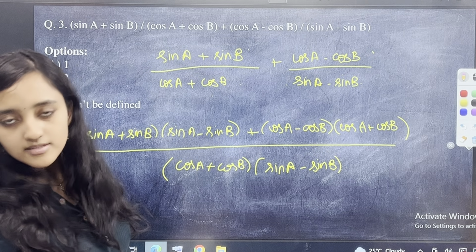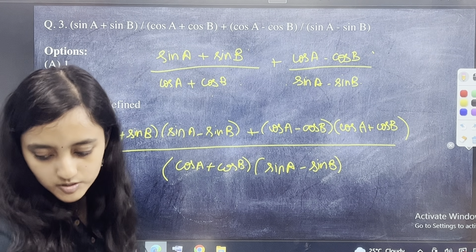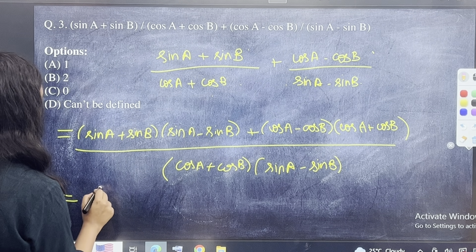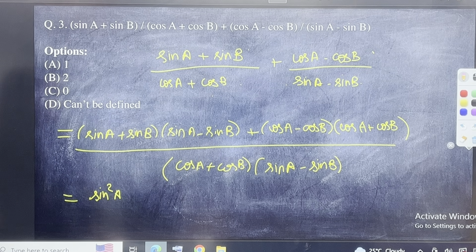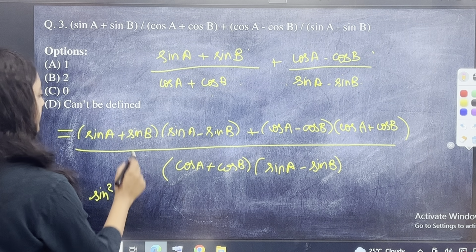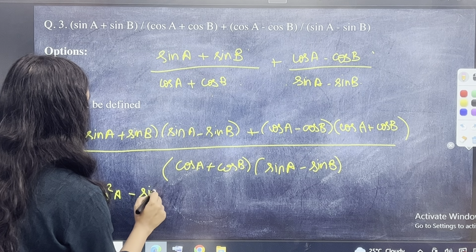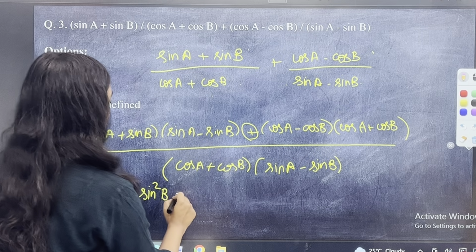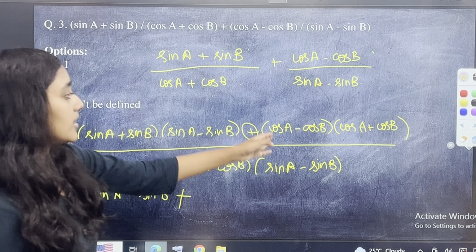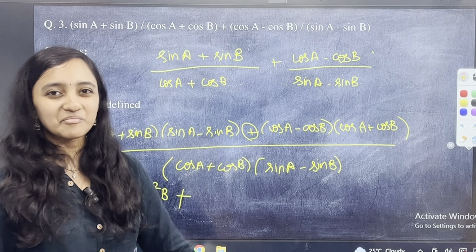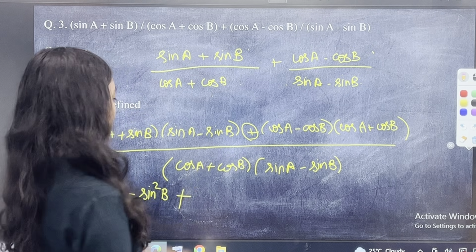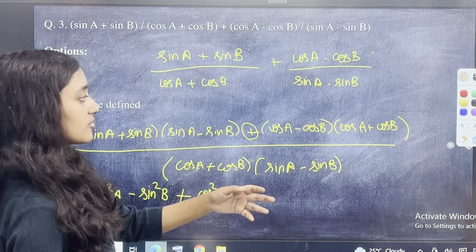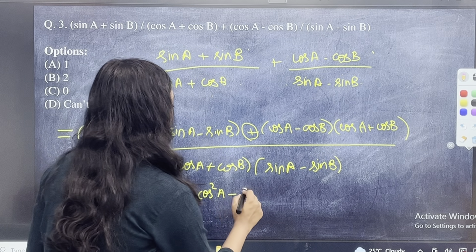A plus b into a minus b is nothing but a square minus b square. So a plus b into a minus b is a square. A plus b, a square is sin square a. A plus b into a minus b, a square minus b square, minus b square क्या है? sin square b. sin square a minus sin square b, यहाँ पे है प्लस, तो प्लस, उसके बाद a minus b into a plus b is same as a plus b into a minus b, so it is a square minus b square. So a square is cos square a, so cos square a plus b into a minus b is a square minus b square minus cos square b.